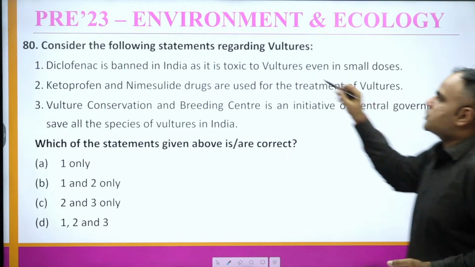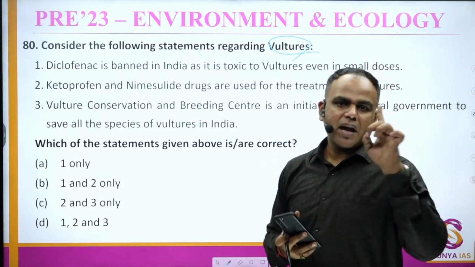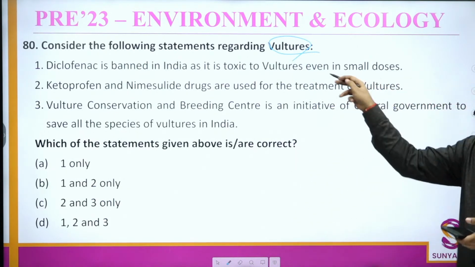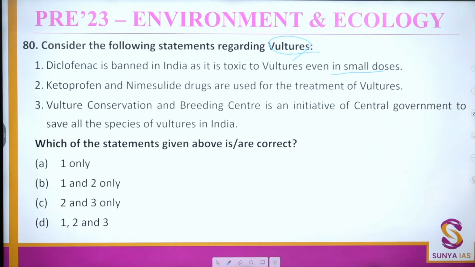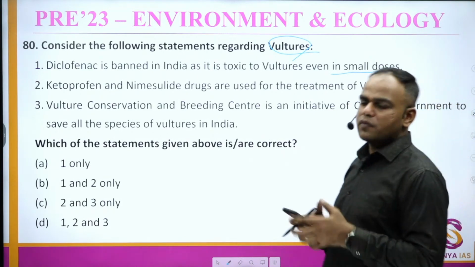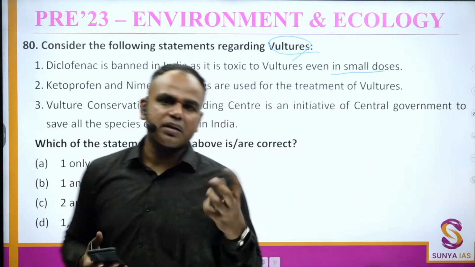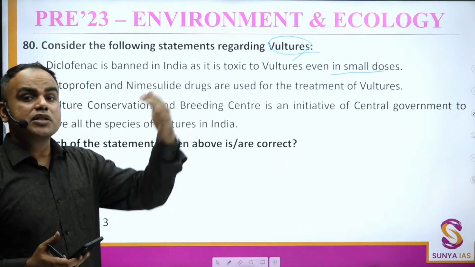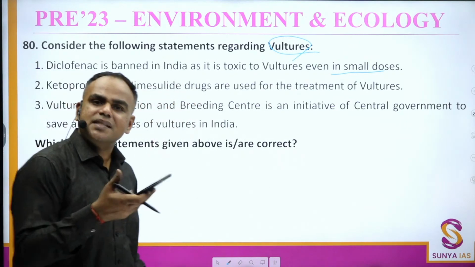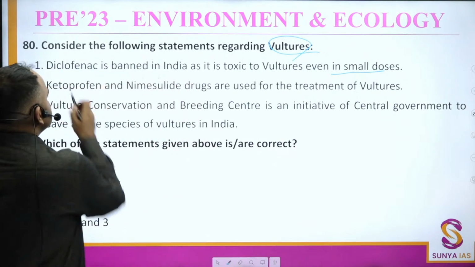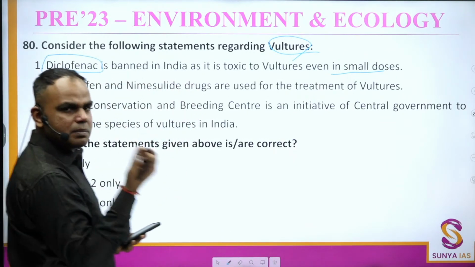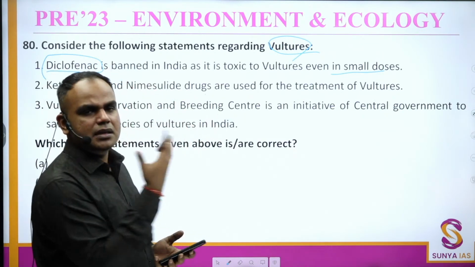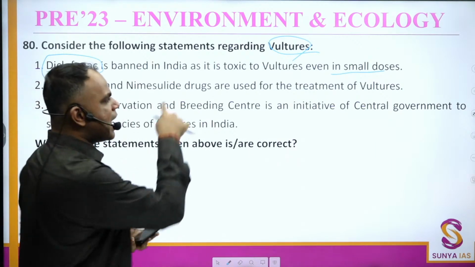Next question is on vultures. Diclofenac, I think most of you have known about this, is banned in India as it is toxic to vultures even given in small dosage. This is true. Diclofenac is basically a pain relieving drug. Diclofenac is given to the cattle. When the cattle die off, the vultures feed on them. Vultures are scavengers. So what is the main issue? The death of vultures happened. It impacts the kidneys, their neck basically droops down and they die.